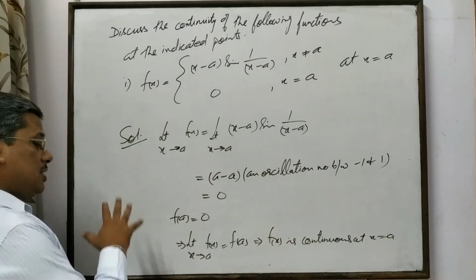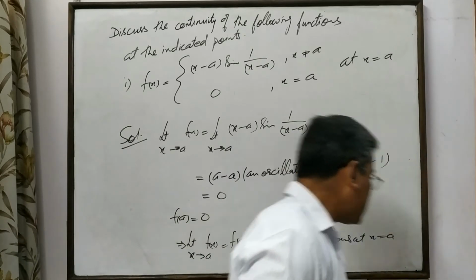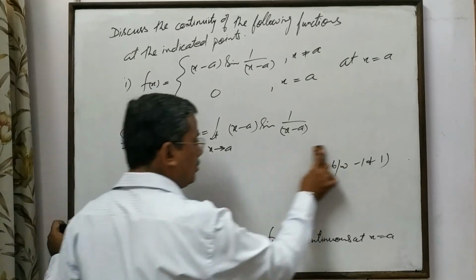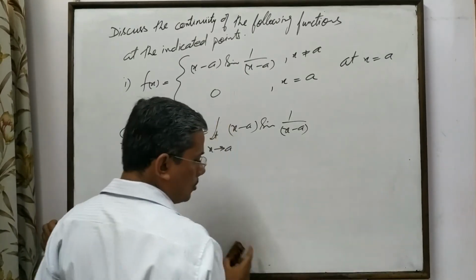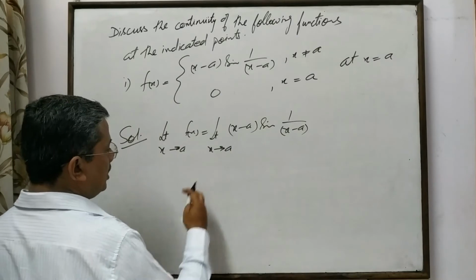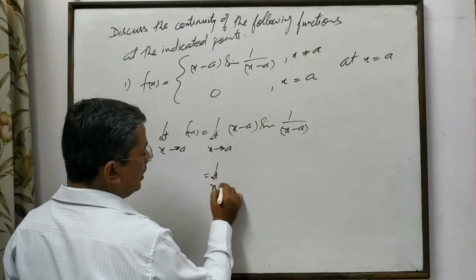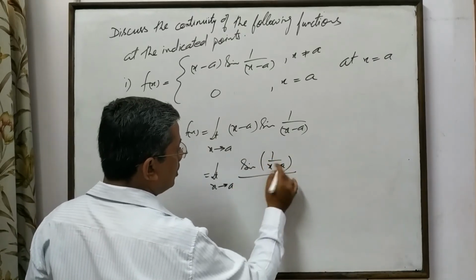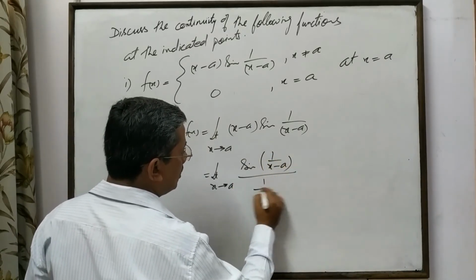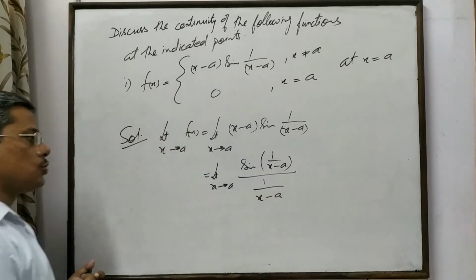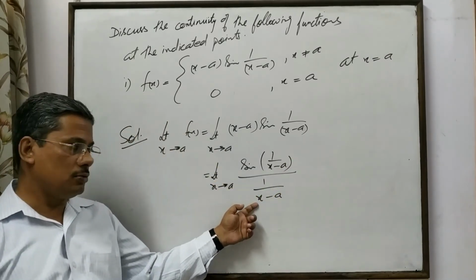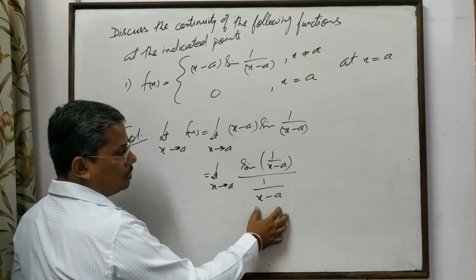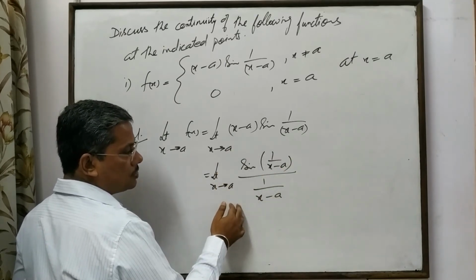Now there is a general mistake in this question. This is the right way of doing the question, and I will also tell you what general mistake people make. What students generally do, they write it like this: limit x tend to a sine of 1 upon x minus a upon 1 upon x minus a. Mathematically this is correct, no harm in it. Now what students do, the angle and denominator are equal, so they jump to the conclusion that this limit comes out to be 1.